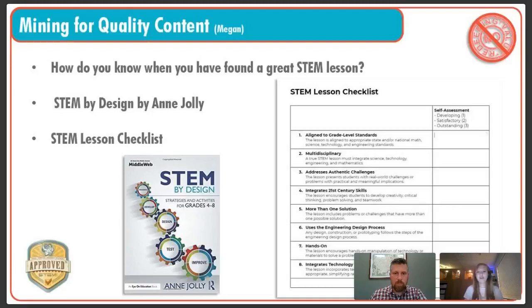Make sure that there's more than one solution. We don't want to get to that idea of a math problem, right? 2 + 2 = and there's only one solution. We want to focus on STEM having more than one solution. When we have those problems going on in this real world, it's not just one solution fits all. There's many different solutions. And we also want to create this, it's okay to fail for students, right?